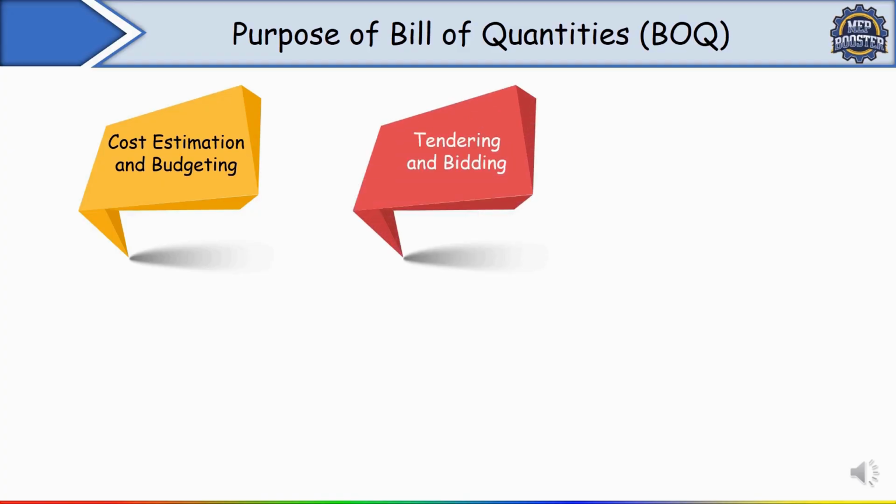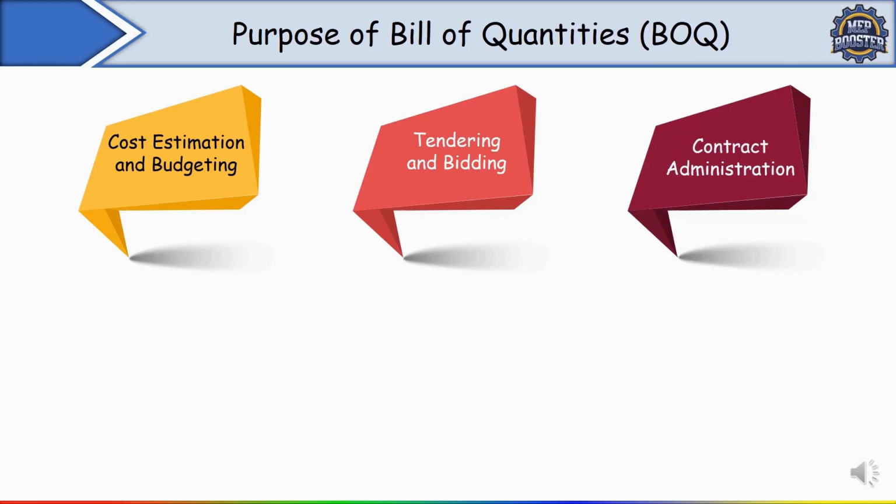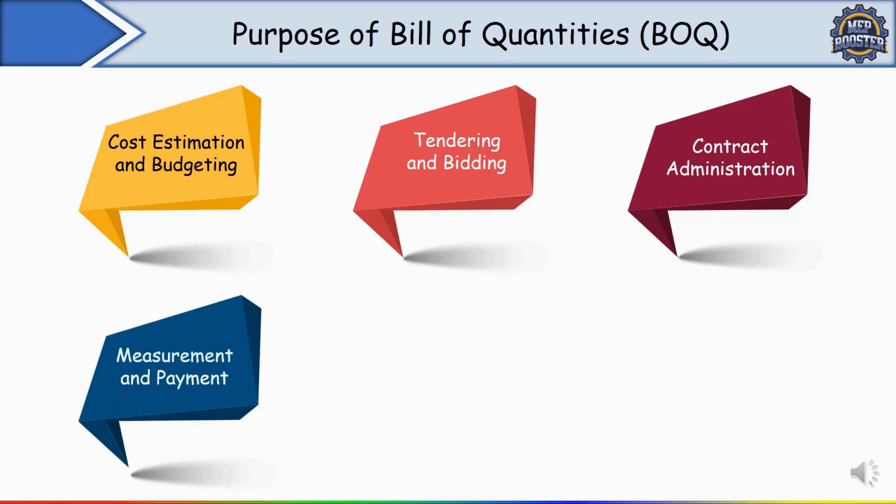The next purpose is tendering and bidding. Here the contractor uses the BOQ to prepare their bids. It ensures that all bidders are pricing the same items and quantities, promoting fairness and transparency in the tendering process. Next is contract administration. The BOQ forms part of the contract documents and is used to monitor and control project cost. It helps in tracking changes, variations and managing payment.